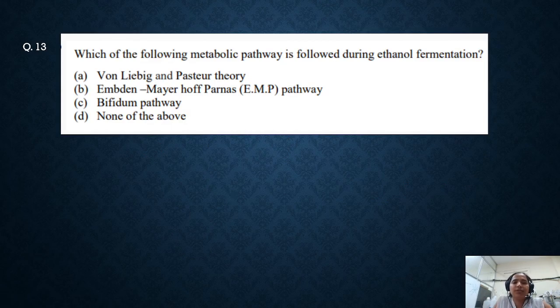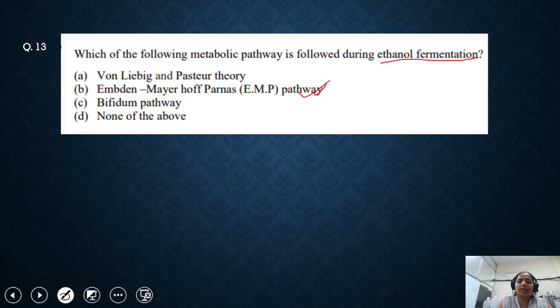Okay, which of the following metabolic pathways is followed during ethanol fermentation? This is also a very easy question. First option they have given von Liebig and Pasteur theory. Second one is EMP pathway, third one is bifidum pathway, and D is none of the above. Okay, yeah, Satvika, correct. For ethanol fermentation, what pathway is used? This is the EMP pathway, that is mainly used for ethanol fermentation.